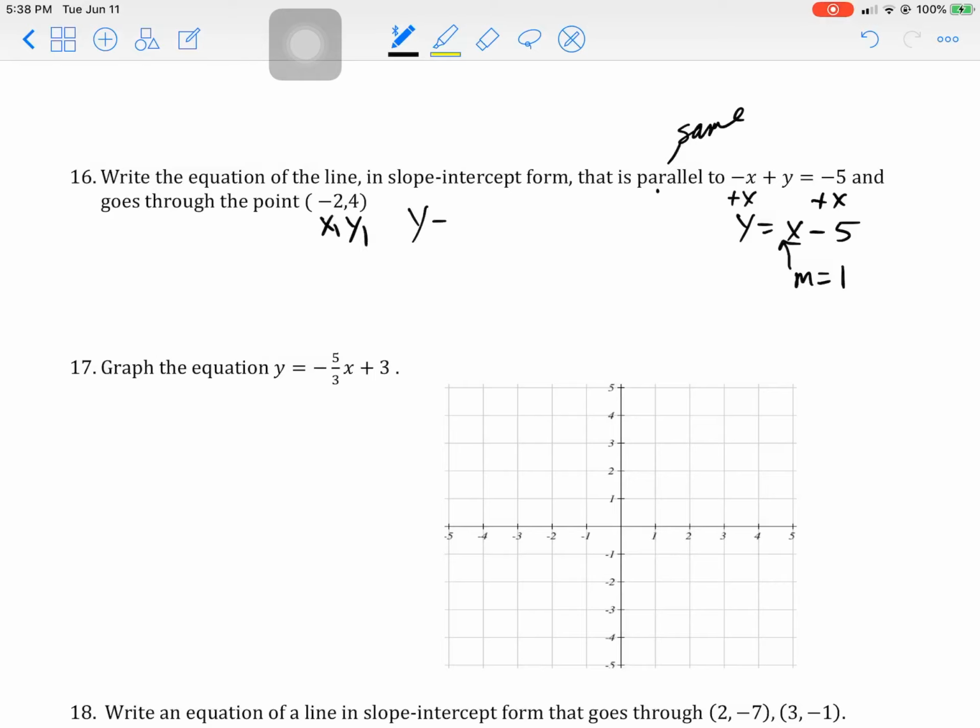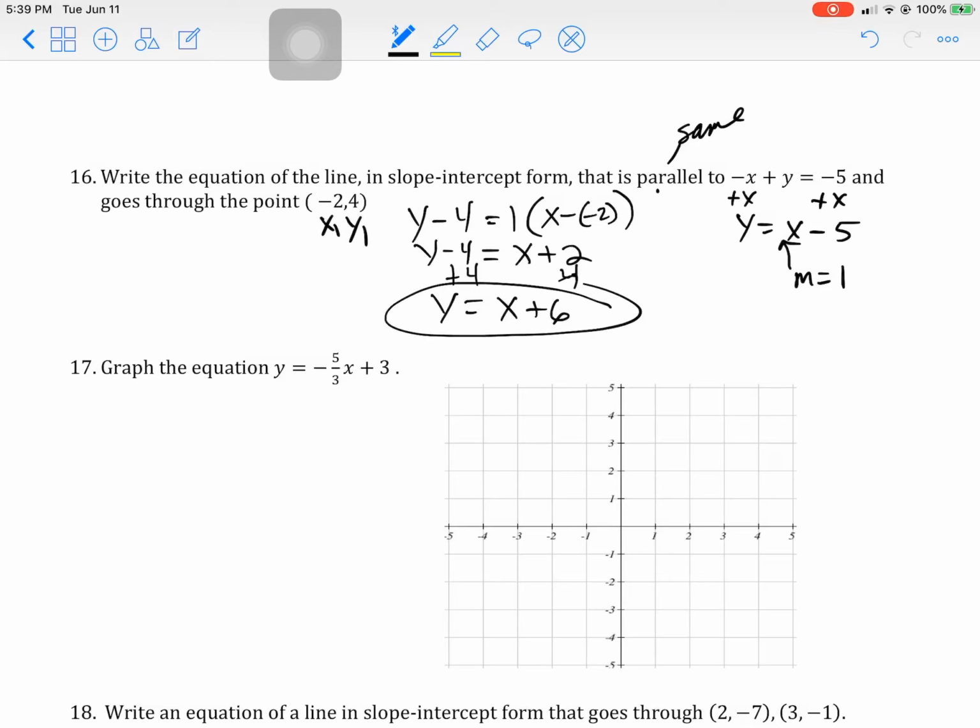Okay, so y minus 4 equals 1 times x minus -2. So y minus 4 equals x plus 2. Nothing to distribute with that 1 there. Just need to move the 4 over. So that's going to be y equals x plus 6, I believe is our answer. Let's check by putting that point back in. So 4 is supposed to equal -2 plus 6. That will do that. So that's good.